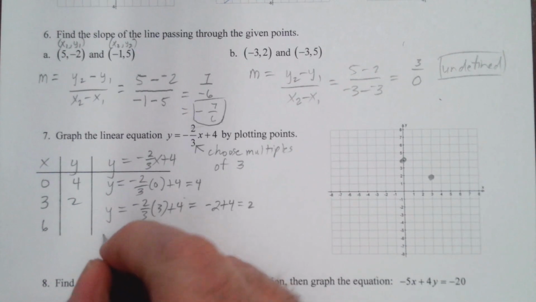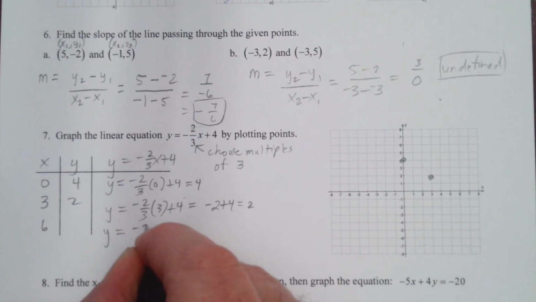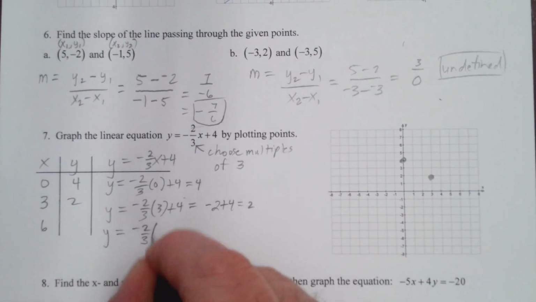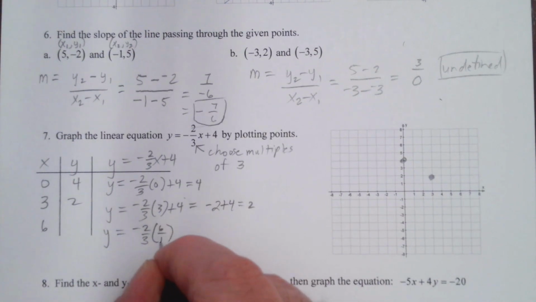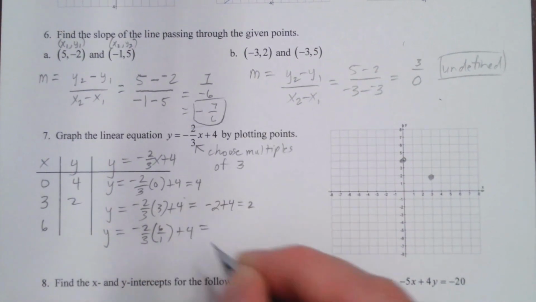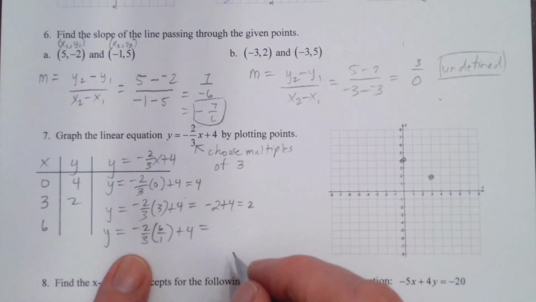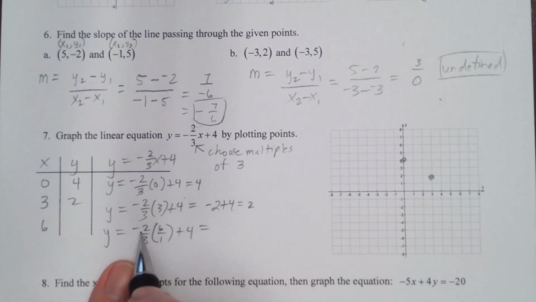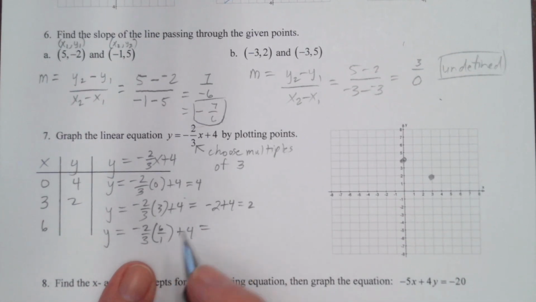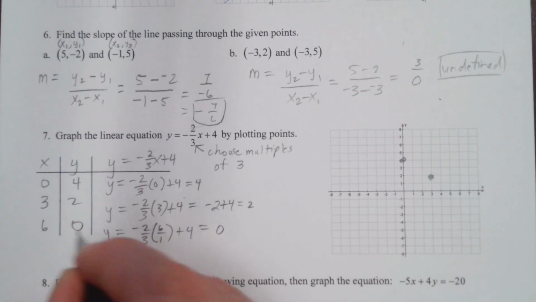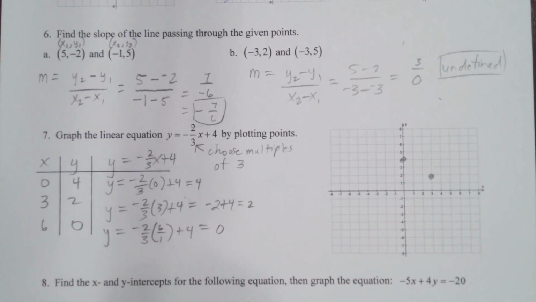And let's try plugging in 6. Now, if you want, you can always write this as 6 over 1. But when you multiply negative 2/3 times 6, you're going to get negative 4. Basically, it's negative 12 over 3, which is negative 4. Add that to 4, you get 0. So 6, 0 is on the graph.